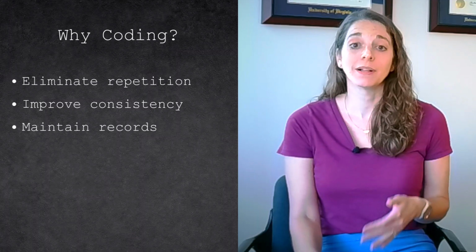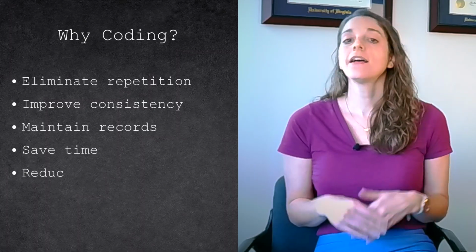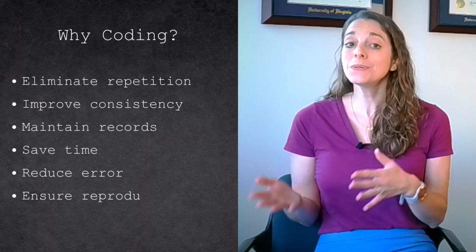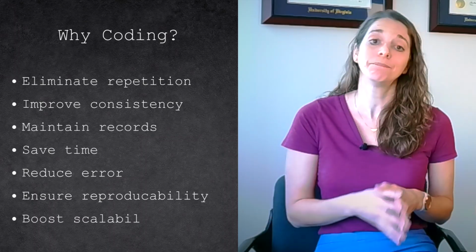Why does that matter? Well, it saves time, it reduces human error, and it makes your work reproducible and helps you scale from 5 subjects to 500. In research, code isn't about becoming a software engineer. It's about making your research life easier and more robust.